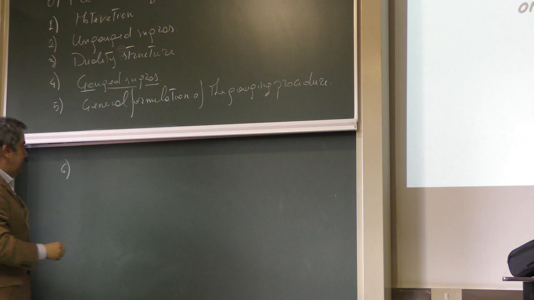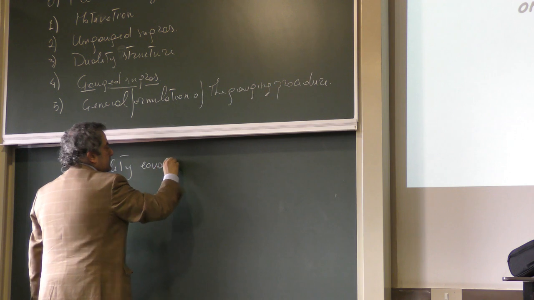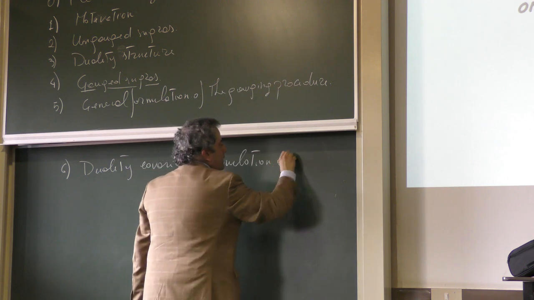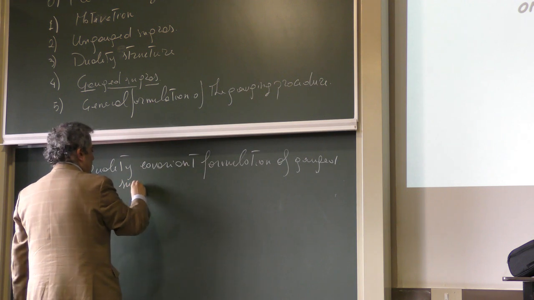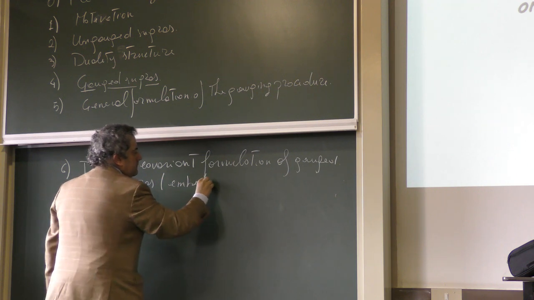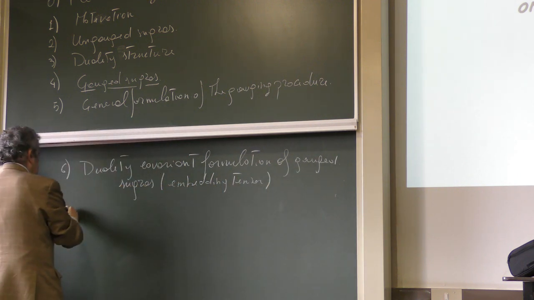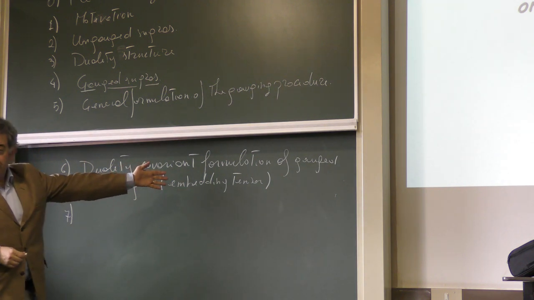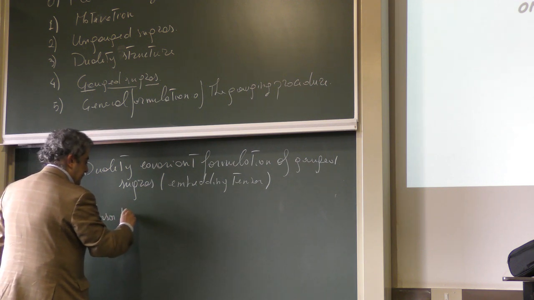Six, duality covariant formulation of gauge supergravities and embedding tensor. Then I will touch upon the topic of tensor hierarchies, which naturally follows from this formulation.